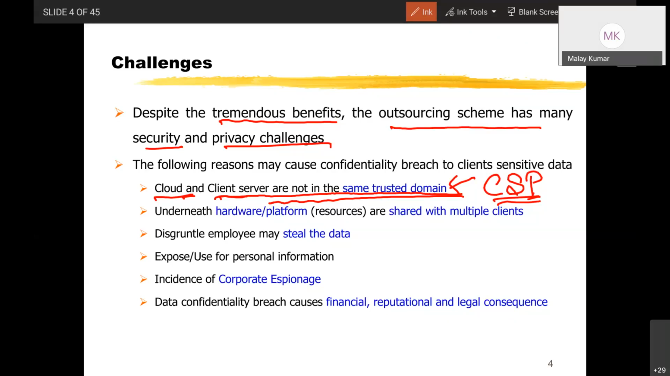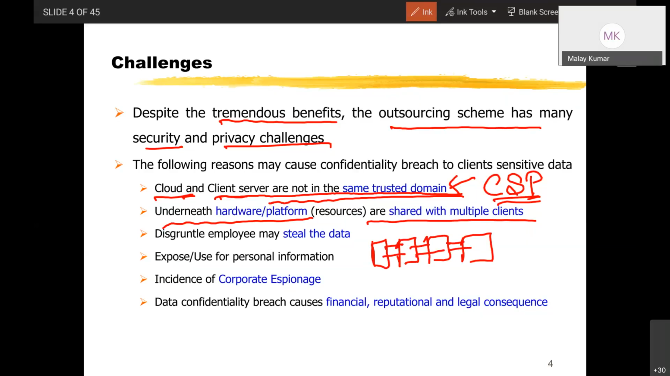Further, the underlying hardware platforms or resources are shared with multiple clients. Okay, means multiple clients are simultaneously executing on the same platform. So as we have already discussed, there is a chance of cross-VM attacks, and in this way, a client can read the memory of another client and steal its data.